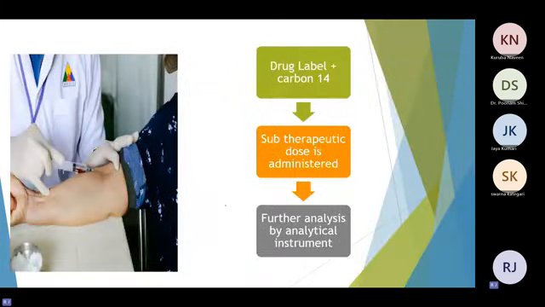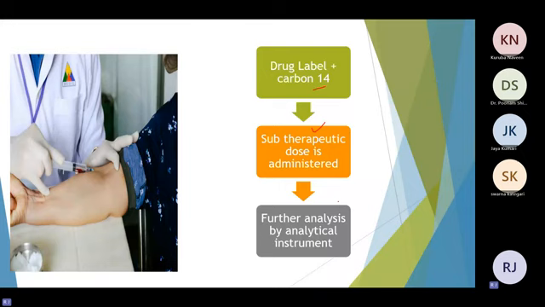Okay, so how do we do it? It's very simple. We will attach carbon 14, which is a radioisotope, to a drug molecule, and we will inject that drug at a subtherapeutic dose, meaning very minimal. Like, in the animal model, we identify that 100 mg is the dose which may show some positive effect in the human body for treating a particular illness. Then we will give only 1 mg. Okay, and we'll attach this carbon 14 isotope.